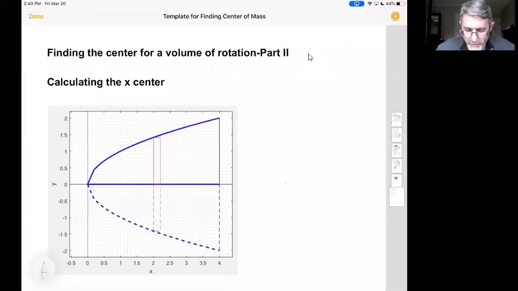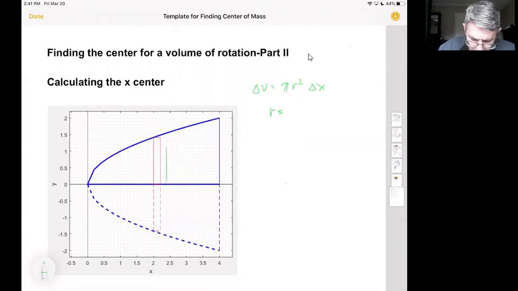So now we're going to actually calculate the center of mass in the x direction for this volume of rotation. As we had already stated, we need to first of all work with delta V equals pi r squared times delta x. We're going to use this to create a volume integral, because once we have that, it will be easy to complete the process. So in order to get a volume integral, I need to define r for this particular case.